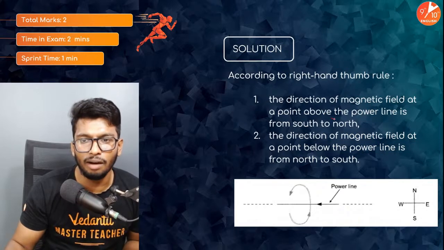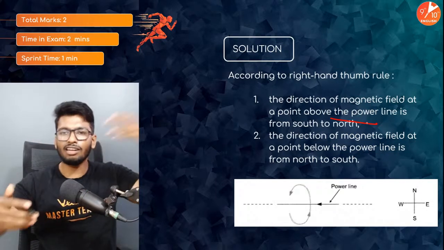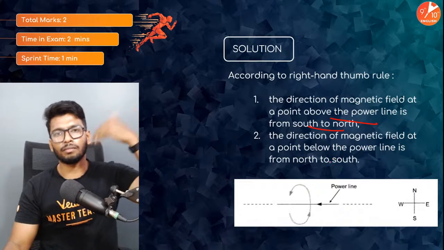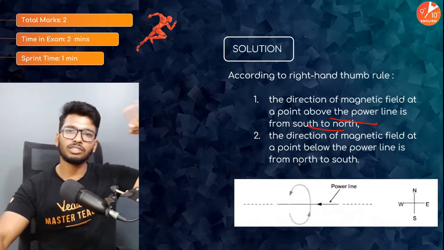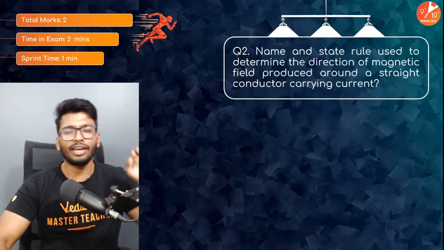So if you look at it from above, from the top of the power line, it's from south to north. From below the power line, it's going to be from north to south. All right. Okay. Second question.